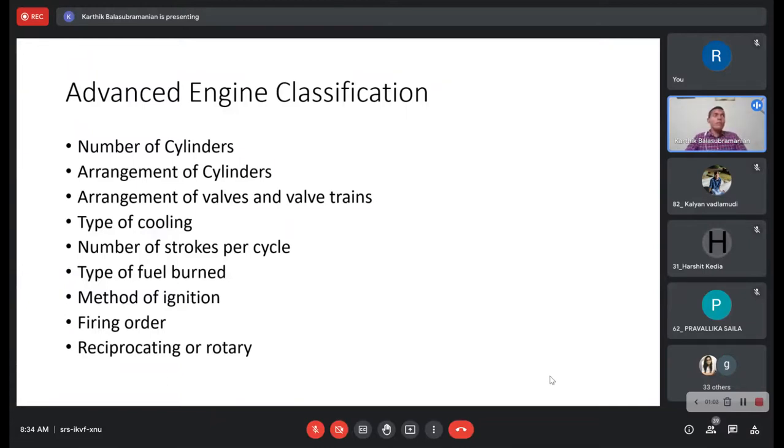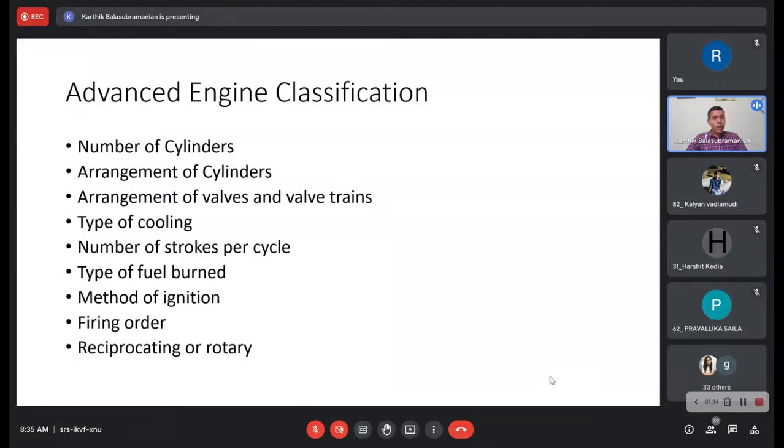Then arrangement of valves and valve trains. Depending on how you are having the number of cylinders, valves and valve trains will also be arranged accordingly. So based on that also you can classify the engine. Then of course type of cooling. You have two types. One is air cooled engine, another one is liquid cooled engine. Then based on number of strokes per cycle, that we discussed already, whether it is two stroke or four stroke.